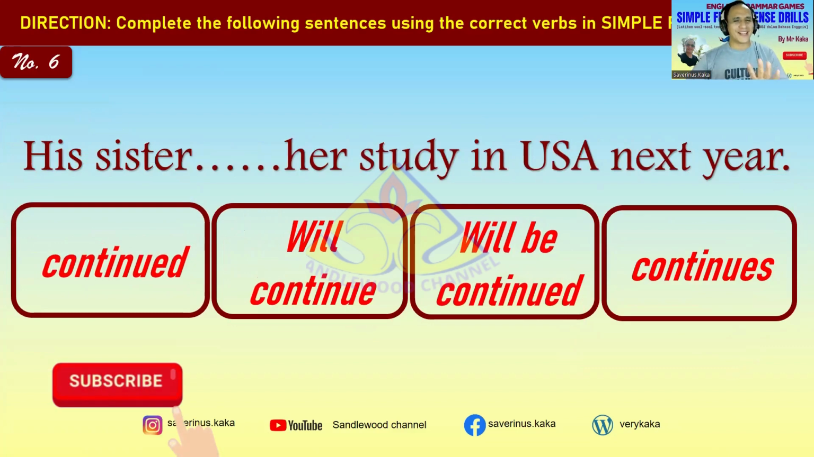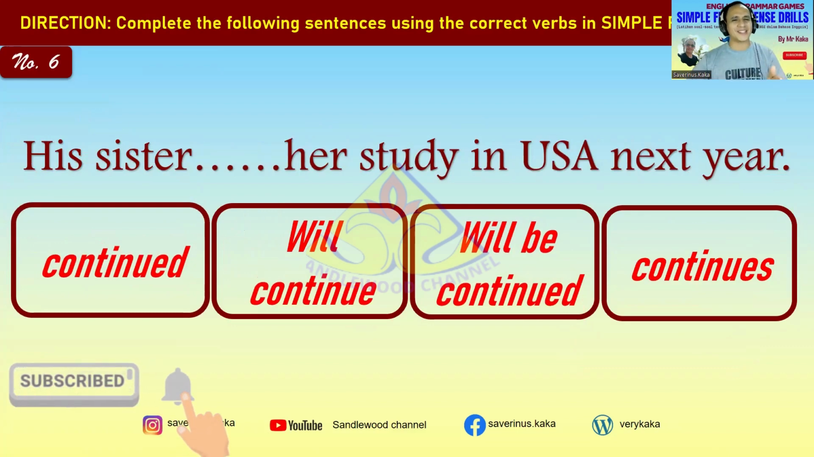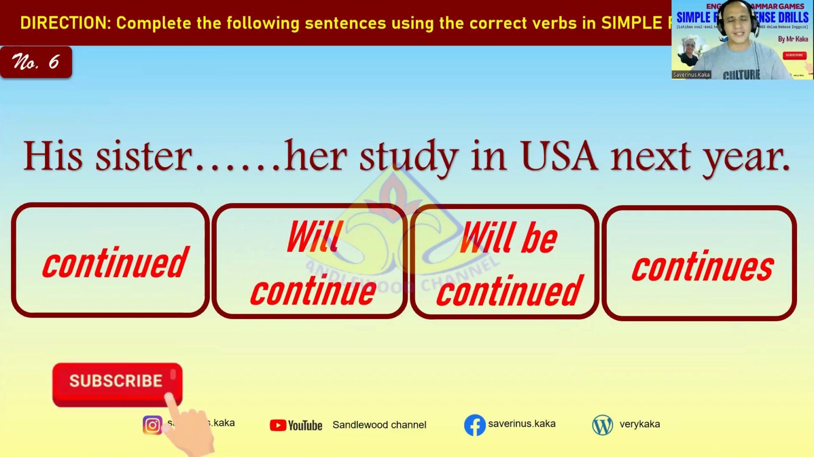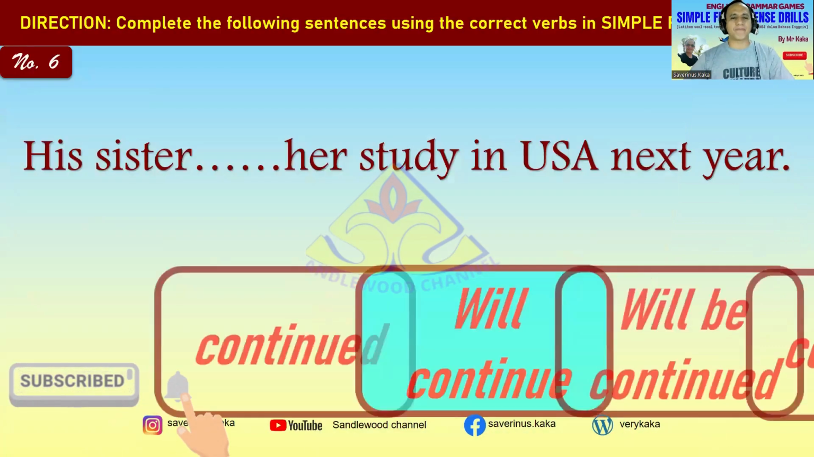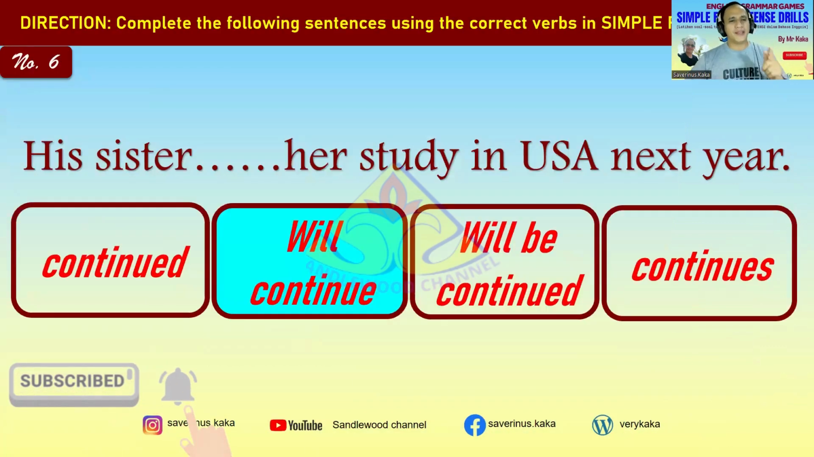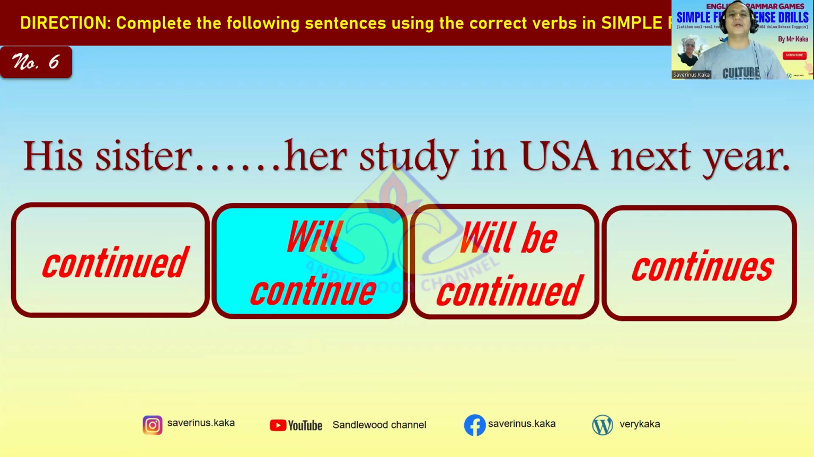Okay, which one is the correct answer? His sister, blah, blah, blah, her study in USA next year. The correct answer of this question is: his sister will continue her study in USA next year. Saudari perempuannya akan melanjutkan studinya di USA tahun depan.